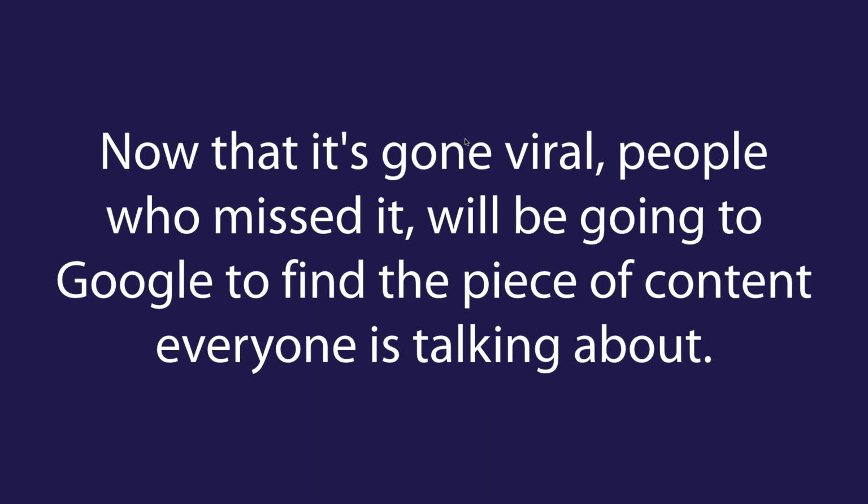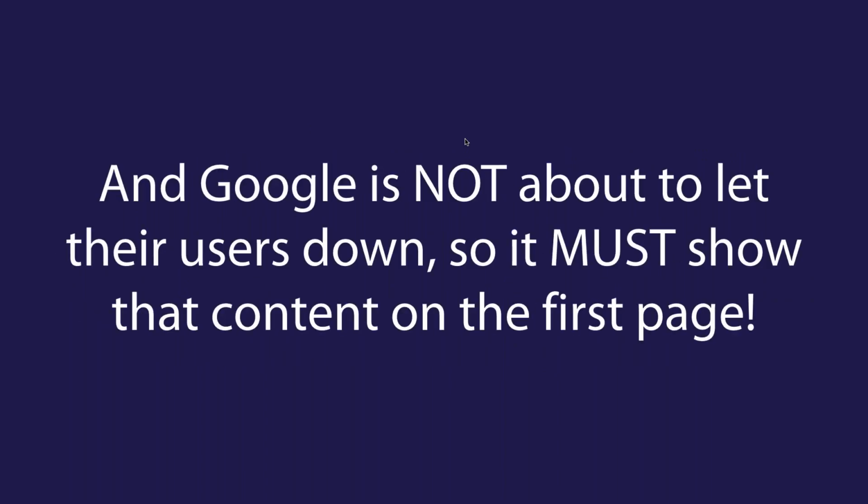And I'm sure you guys have done this before. Something's going viral, and then you're at the bar on a Friday night or Saturday night, and you hear your friends talking about, oh, did you see that video? Did you see that article talking about blah, blah, blah? And you missed it, and you're like, man, what are they talking about? So you pull out your phone, you go to Google, and you type in a keyword looking for that piece of content. And boom, there's a good chance it's going to be right there at the very top because all of that viral activity just happened. Google is not about to let their users down, so it must show that content on the first page. Google is all about being the number one search engine.